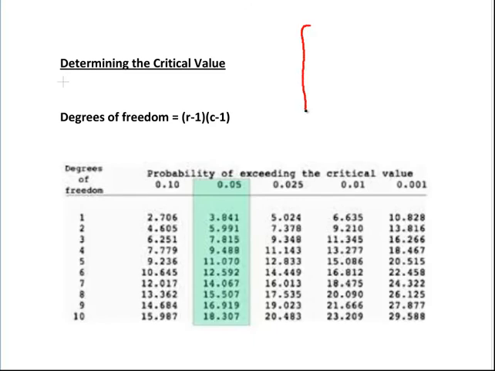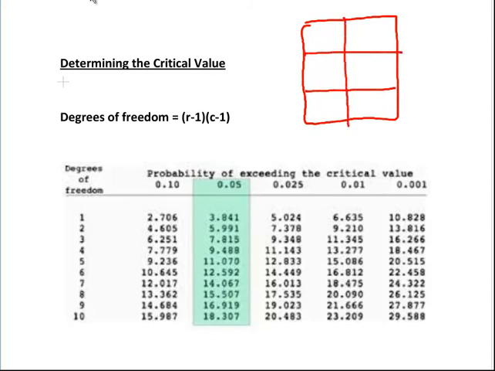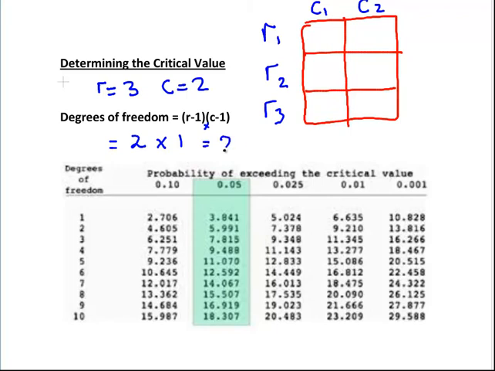So the degrees of freedom, if we actually look at how many rows and columns we have, okay? So we have row 1, row 2, row 3, and we have two columns, C1 and C2. So we have 3 rows, the number of rows equals 3. The number of columns is equal to 2. R minus 1 is 2, and C minus 1 is 1. So R minus 1 times C minus 1 is 2 times 1. That gives us 2.